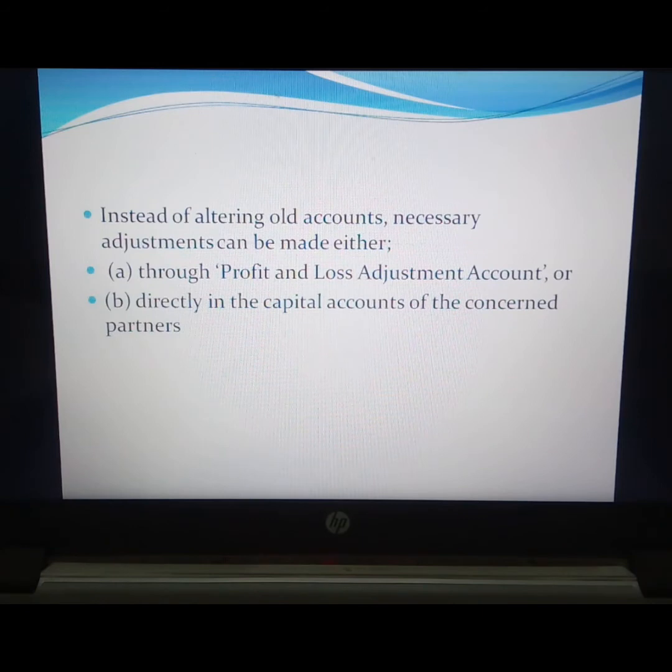Now, instead of altering the old accounts, the necessary adjustments can be made in two particular ways. Number one, through profit and loss adjustment account, and number two, directly into the capital accounts of the concerned partners. From the examination point of view, mostly we come across the second one, which is directly in the capital accounts of the concerned partners.